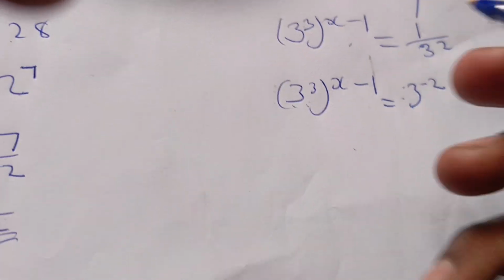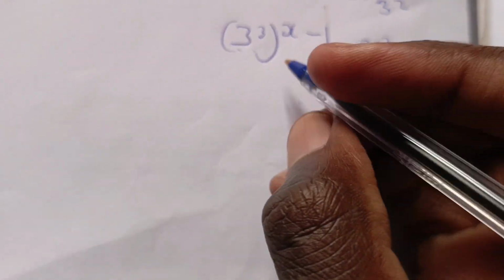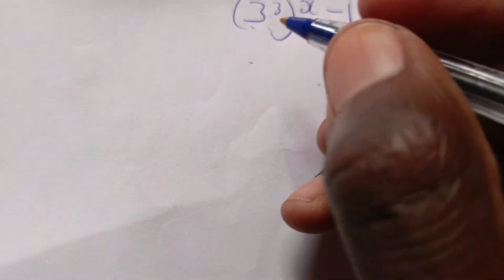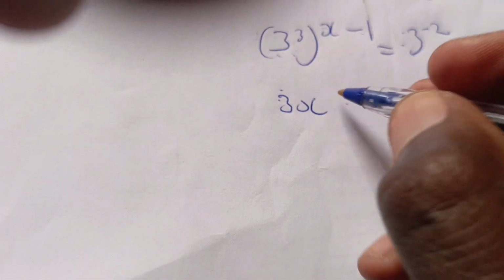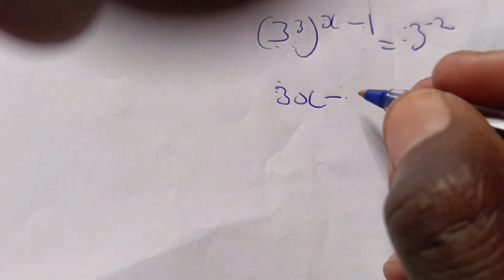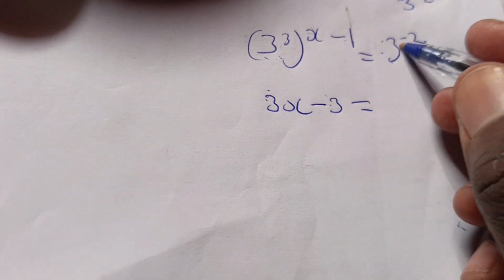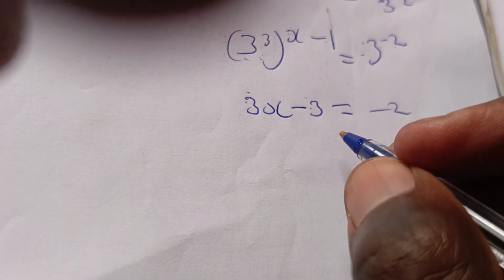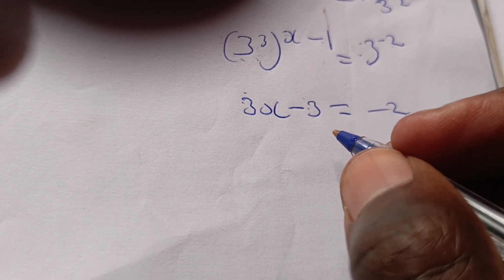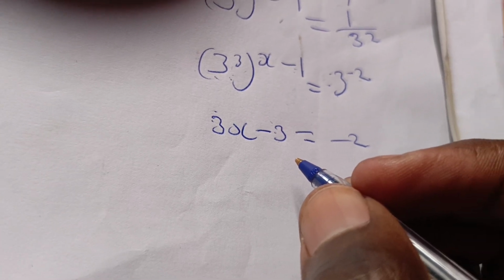So here we are solving: 3 times 3x gives us 3x, 3 minus 1 will be negative 3, equals negative 2. So here we are going to say what?